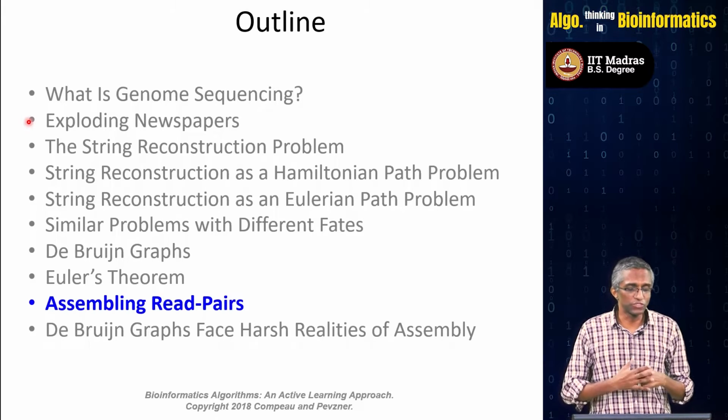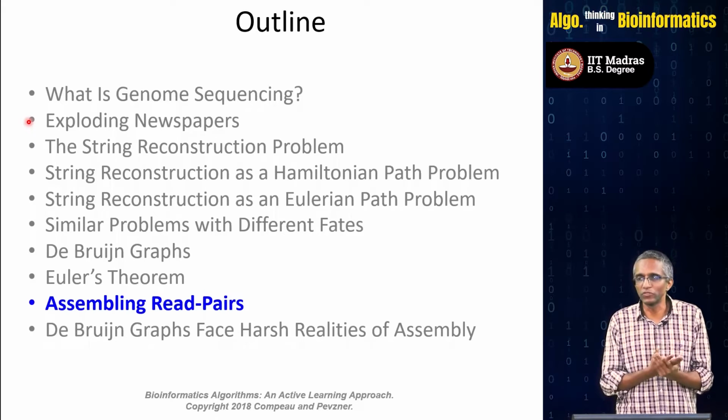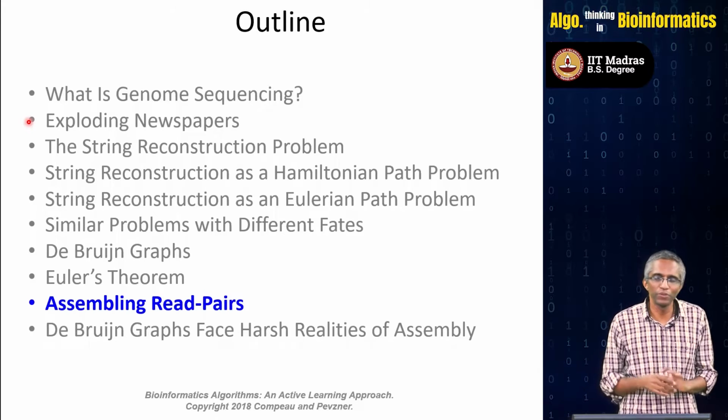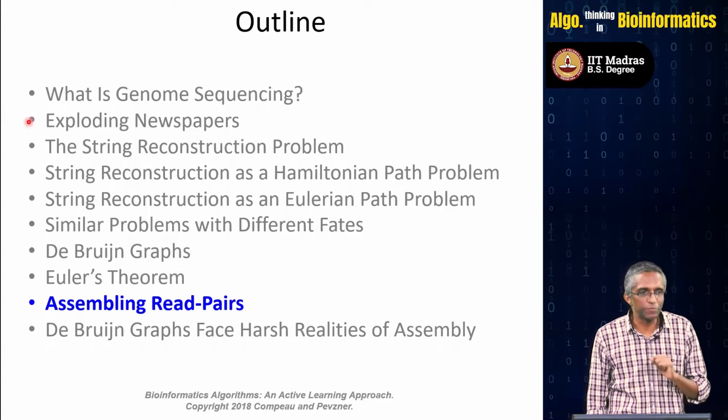And there is also this issue that I told you, that if k is very small, then you will have two genomes which will have the same composition. So how do you handle all of these issues? And that is where the technology of read pairs comes in.